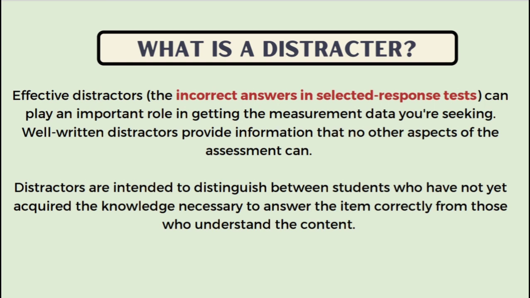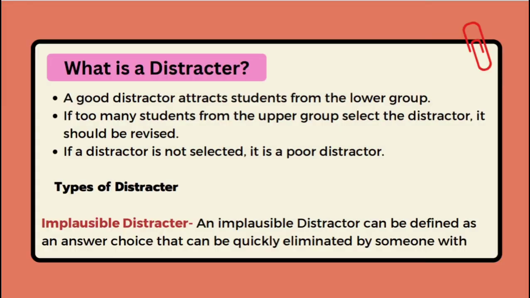Effective distractors, which are the incorrect answers in a selected response test, can play an important role in getting the measurement data you're seeking. Well-written distractors provide information that no other aspects of the assessment can. In addition, distractors are intended to distinguish between students who have not yet acquired the knowledge necessary to answer the item correctly from those who understand the content. A good distractor attracts students from the lower group. So more students from the lower group should be inclined to select a good distractor.